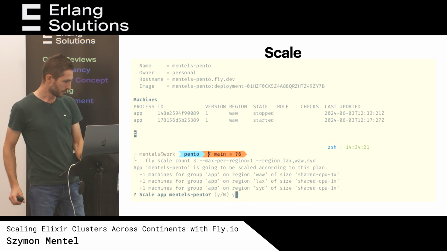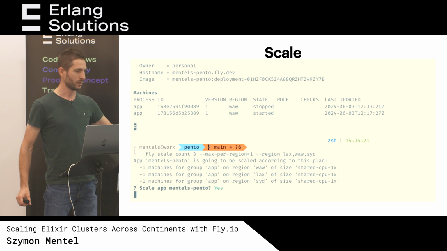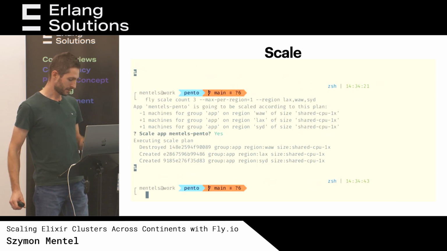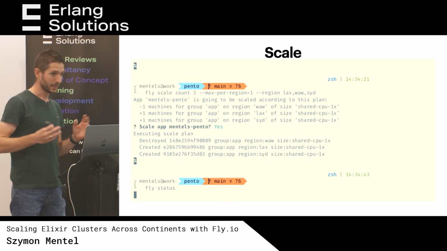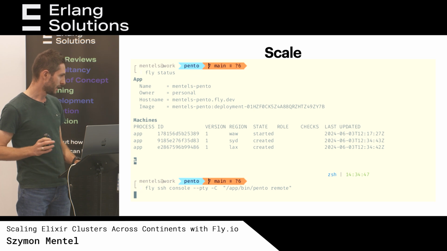So when I do it, I'm presented a plan which says remove 1 machine from Warsaw and add the other 2 in the other locations. And it's executing, and now my system is running across continents. And now I'll be doing a few things to actually see some details.